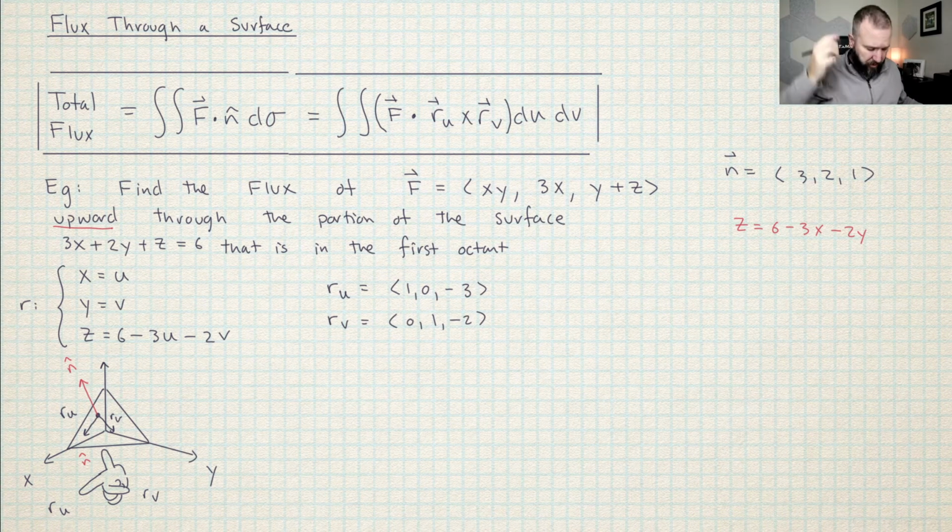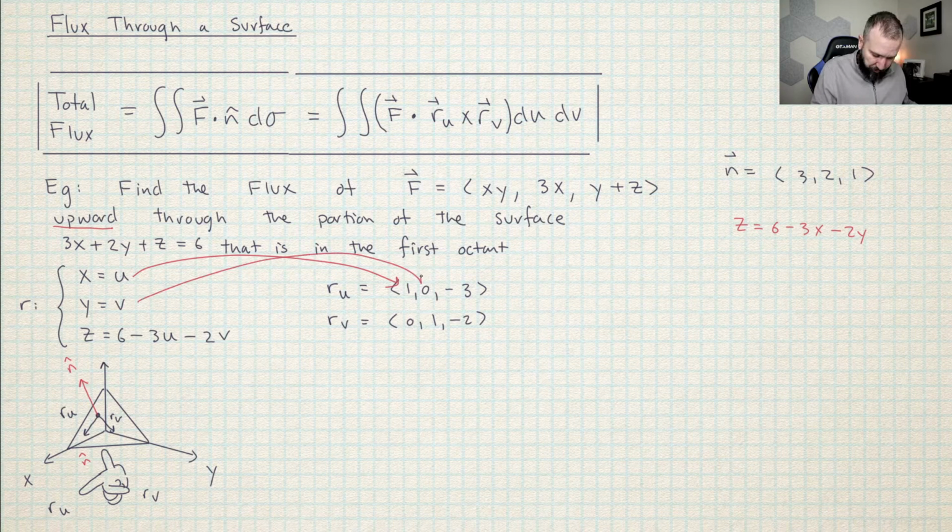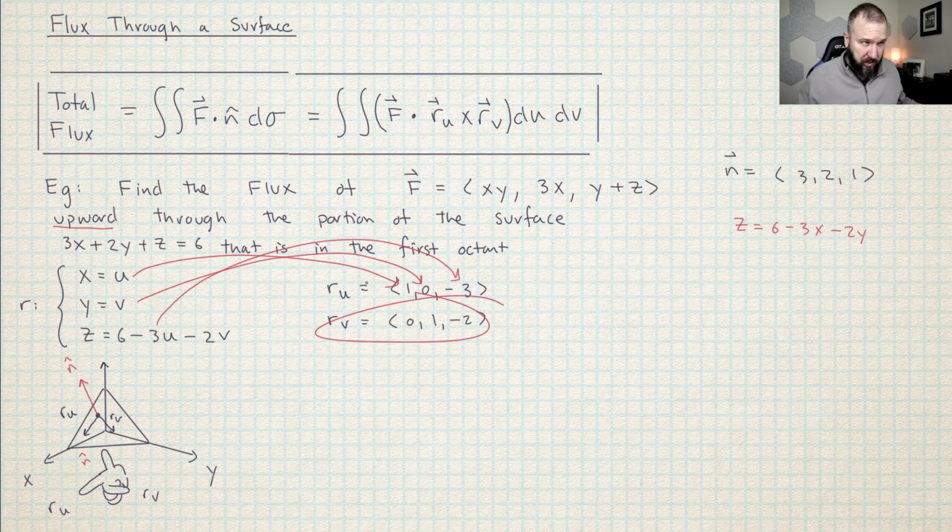So partial derivatives are easy. Here's my surface, and I need to calculate the u partial derivative. I did the partial derivative of u and I got 1, the u partial derivative of v and I got 0, and then the u partial derivative of z and I got -3, and then r sub v is the same way. So next up is a cross product.